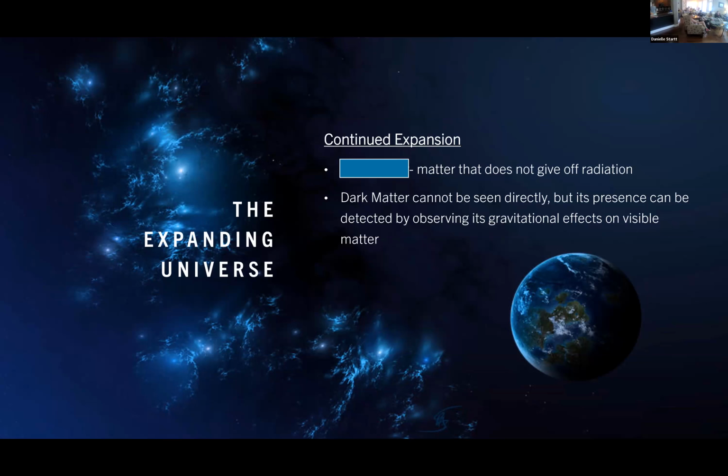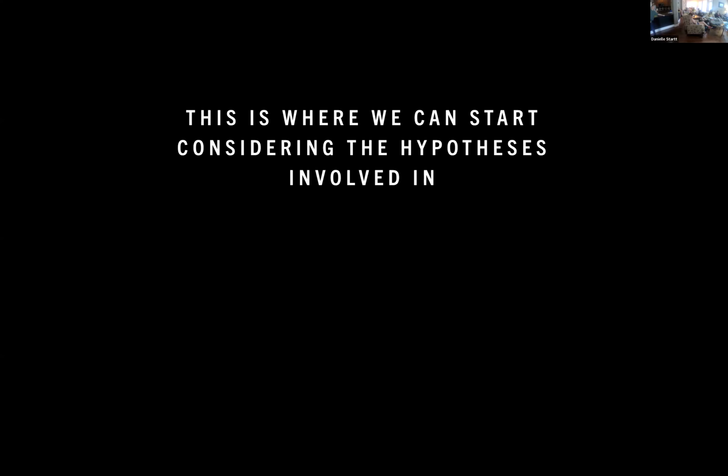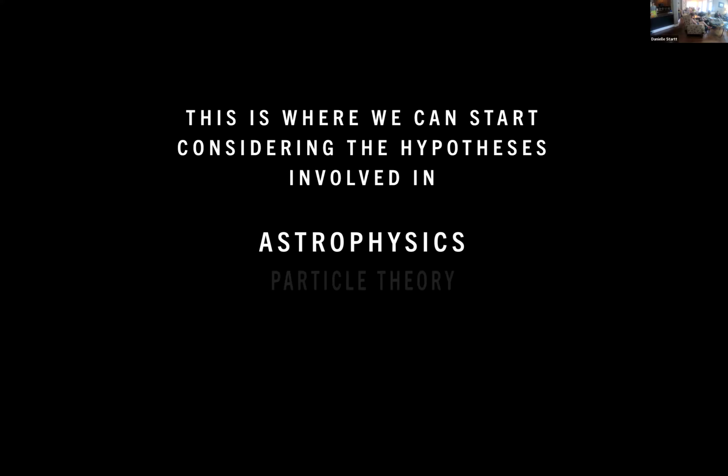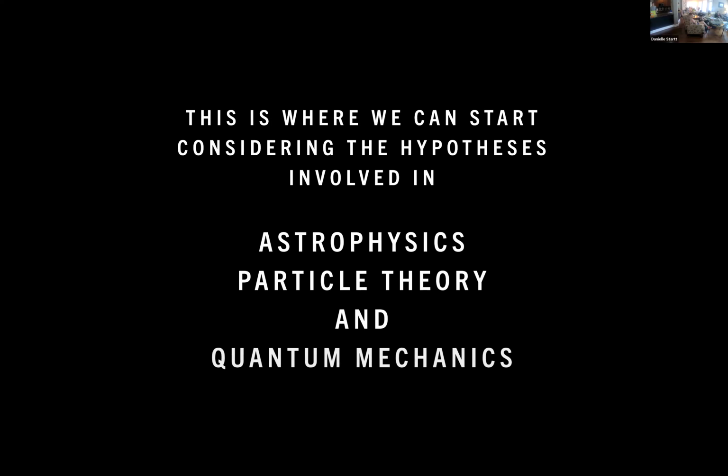So anyway, all right. Matter that does not give off radiation is, Jordan? Dark matter. Okay, dark matter. All right, this is some bizarre business here. So now we gotta think a little abstractly. It cannot be seen, but its presence can be detected by observing its gravitational effects on things you can see. So here's where we have to start considering the hypothesis that's involved in astrophysics, particle theory, and quantum mechanics.